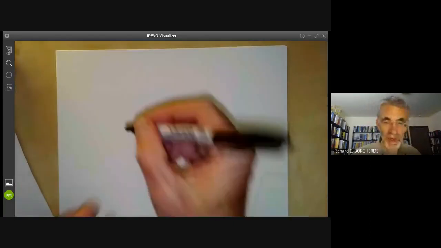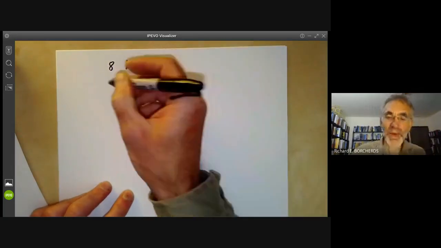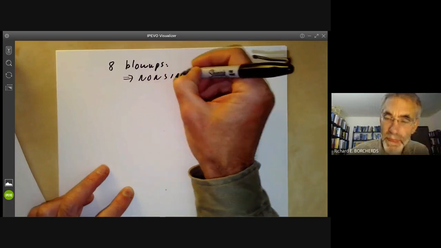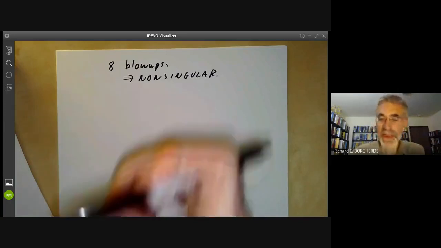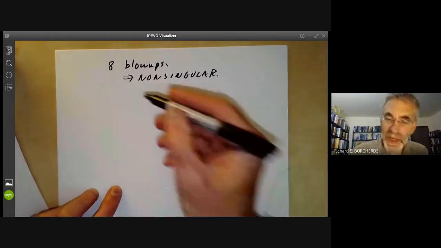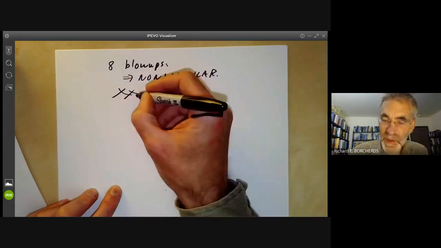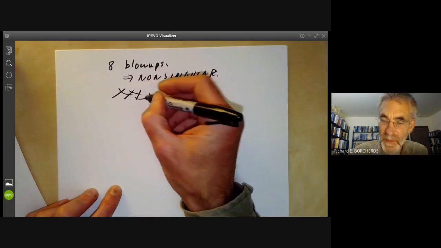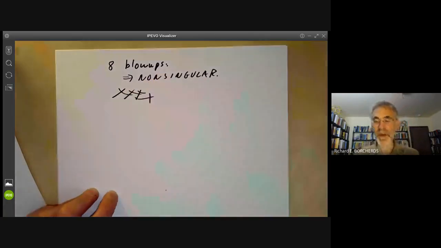So let's summarize what happened. We had eight blow-ups, and we finally ended up with something non-singular. And what you can do is each blow-up introduces an exceptional curve which looks like P1, and you can sort of draw a picture of what these P1s look like and how they intersect. And if you do it, they intersect in a configuration looking like that.